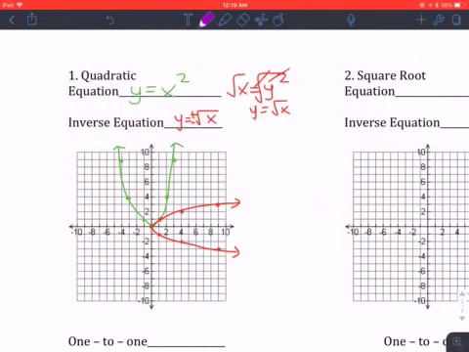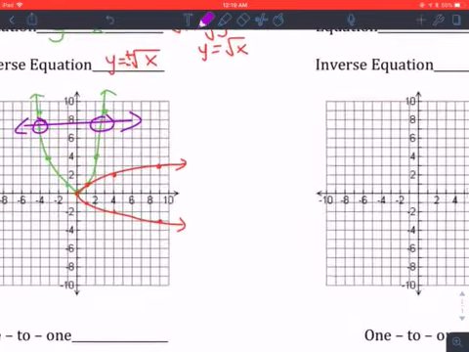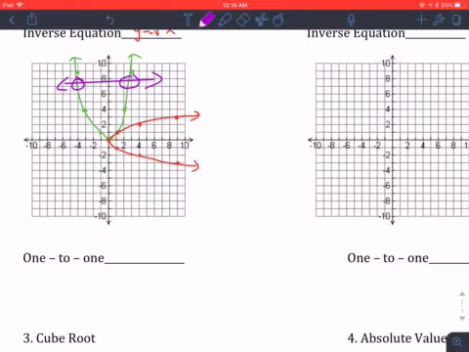And we also could have just done our horizontal line test on the original function and seen, okay, it crosses twice, so the inverse is not a function. The original is not one-to-one. It's not one-to-one because it does not pass the horizontal line test.